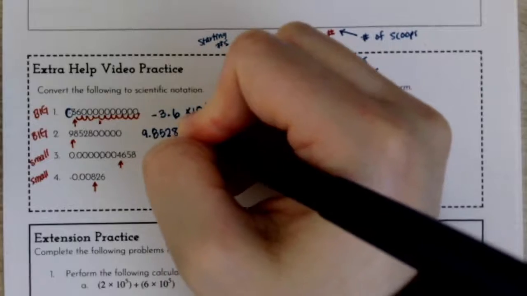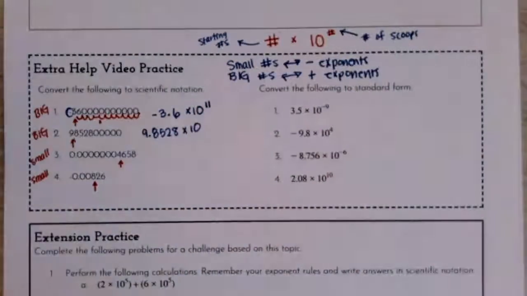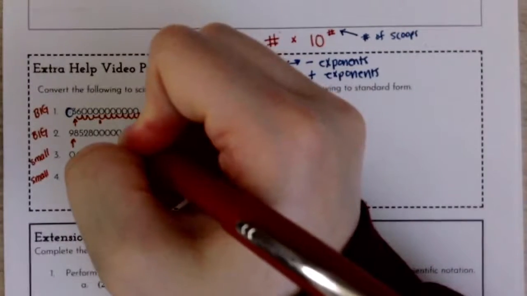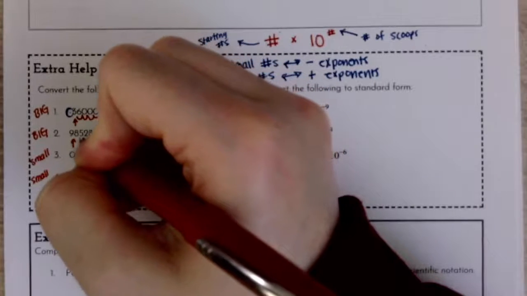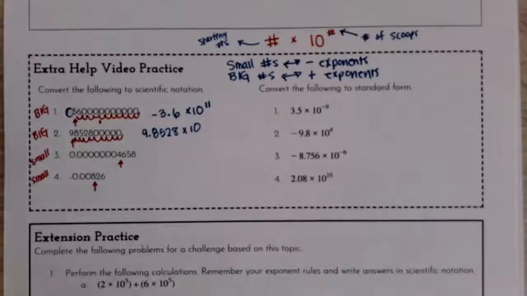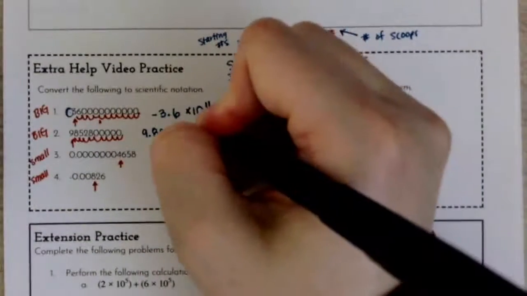So I'm going to do 8.528 times 10. And then I need the number of scoops. So I'm going to start at the end. 3, 4, 5, 6, 7, 8, 9 scoops. And since this is big, it is a positive 9.